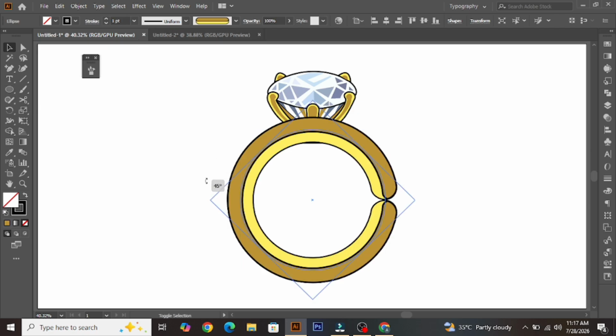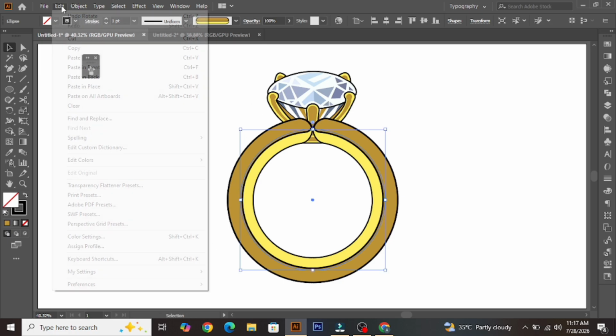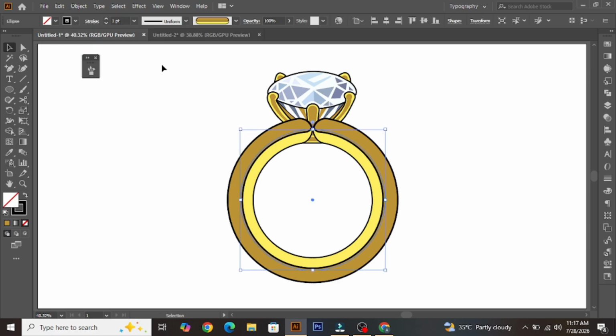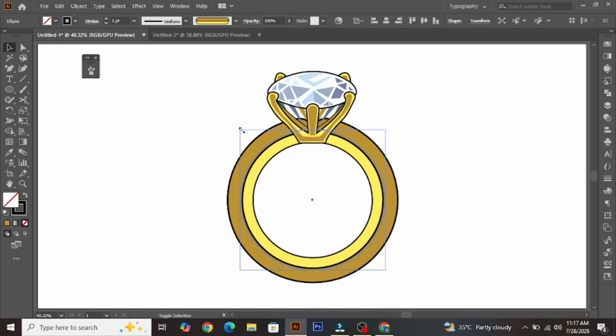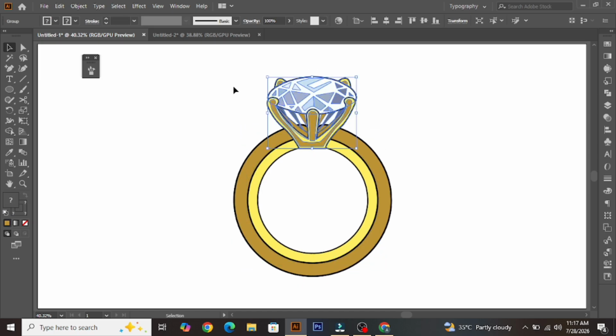Then rotate the circle by pressing shift at 90 degrees and then arrange the circle to back, then align them both ring head and circle and then group them and at last align them at the center of the artboard.